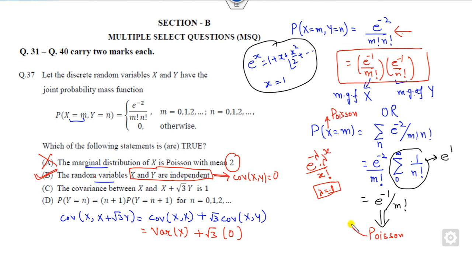X follows the Poisson distribution. So the mean and the variance are the same. For the Poisson distribution, they are equal to 1. So the answer is 1. So that's also the correct answer. Now look at what the last options are.